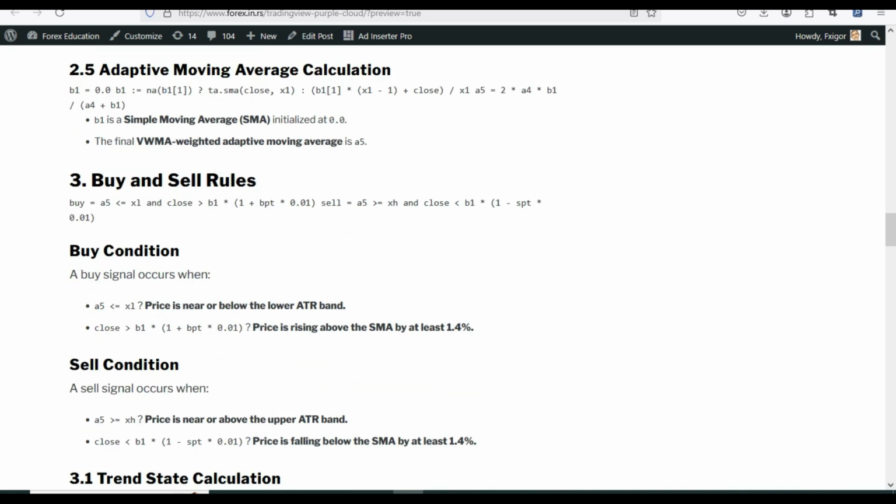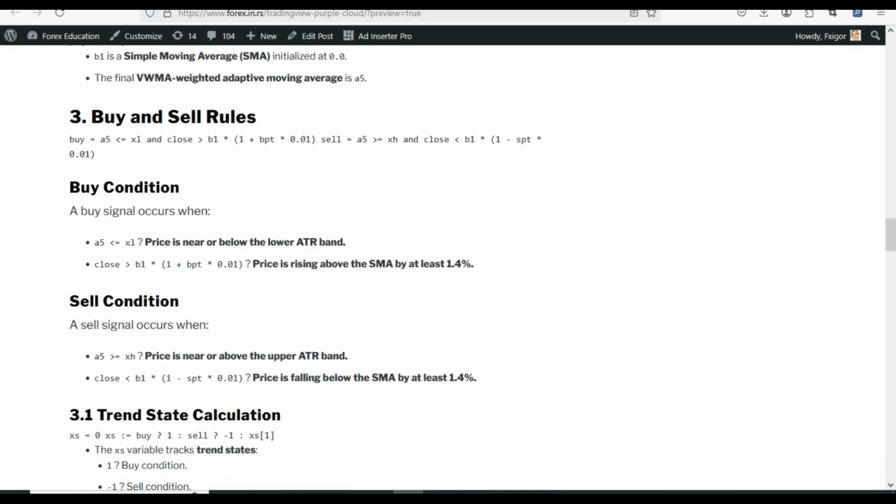But the catch is the buy and sell rule. So we have a buy rule that we want to buy if price is near or below the lower ATR band, and we want the price to be rising above the SMA by at least 1.4%. The sell condition is that price is near or above the upper ATR band and price is falling below the SMA at least 1.4%. This percentage you can change to adapt to any asset that you want to trade.